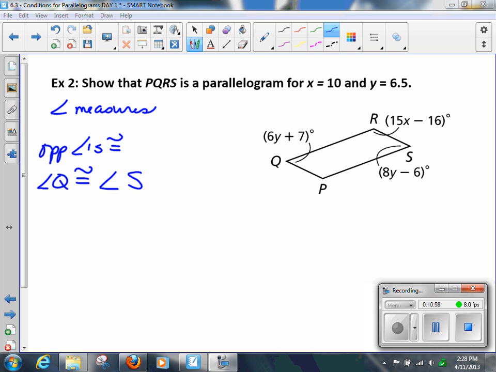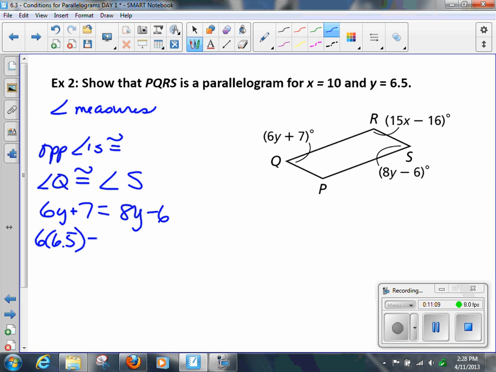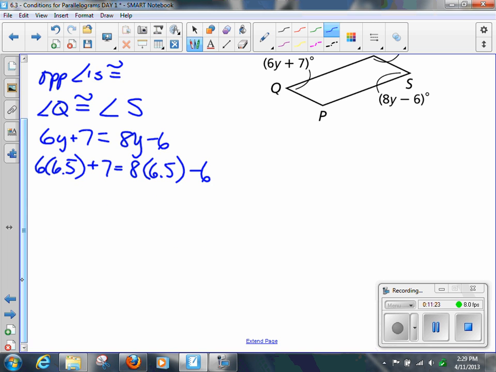So angle Q, do this on your own paper. Here we go. Q is 6y plus 7. S is 8y minus 6. We want to verify that Y is 6.5. So I'm going to plug that in for Y. Did you solve for Y? No, don't erase it. Did you solve for Y and get 6.5? Okay, it's okay. You did the same thing but a different way. That's all right.